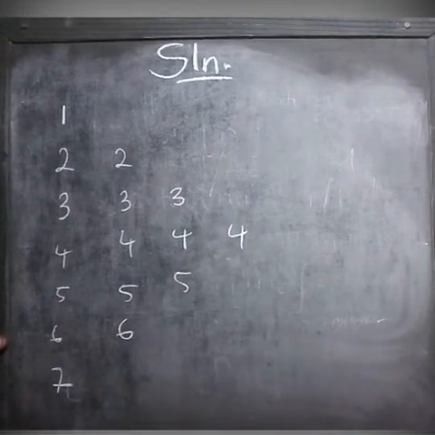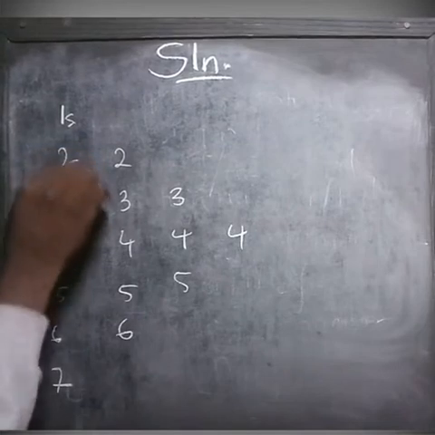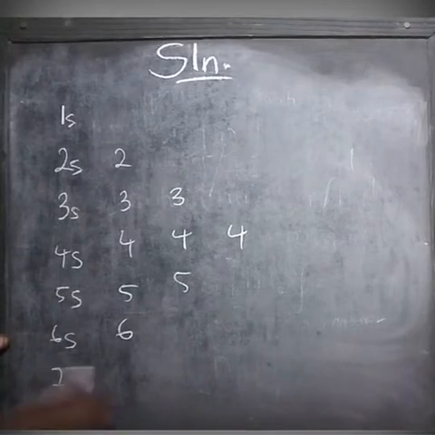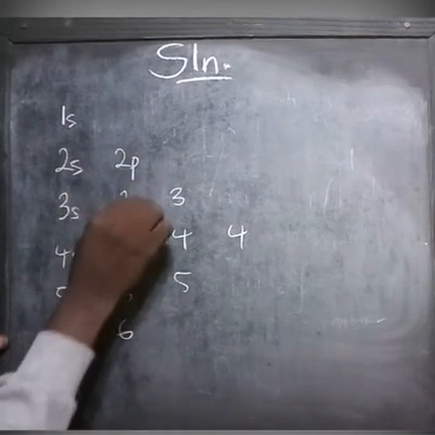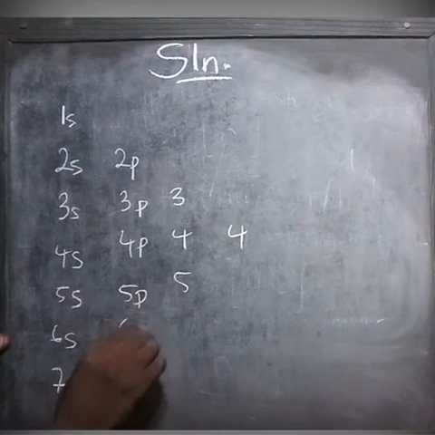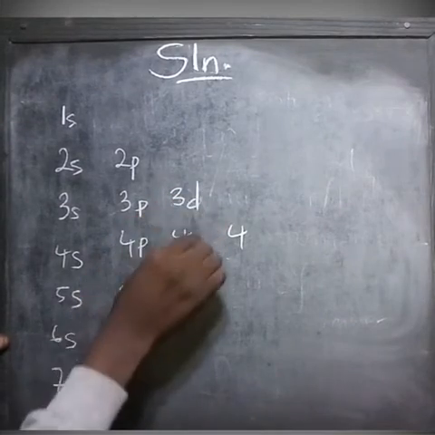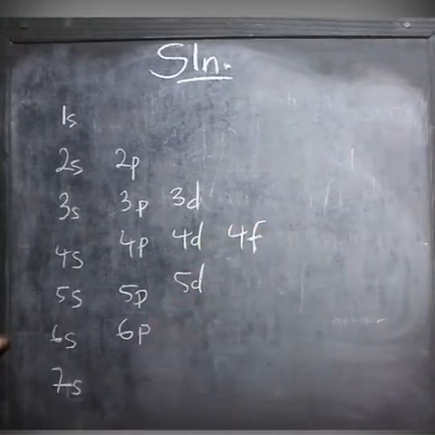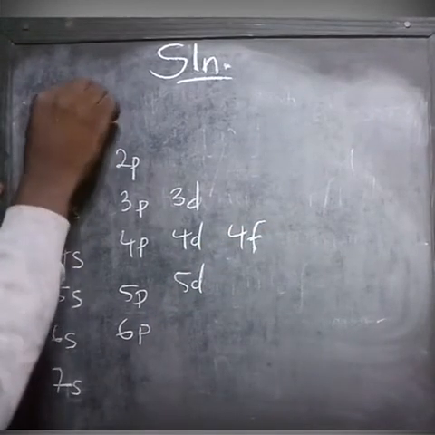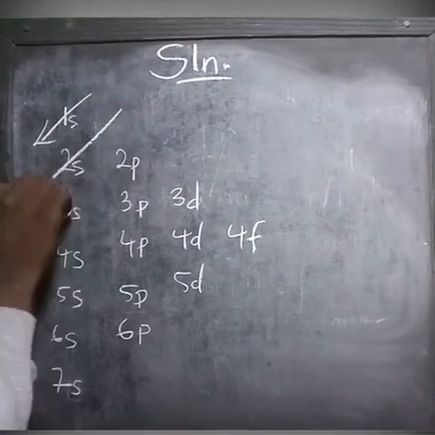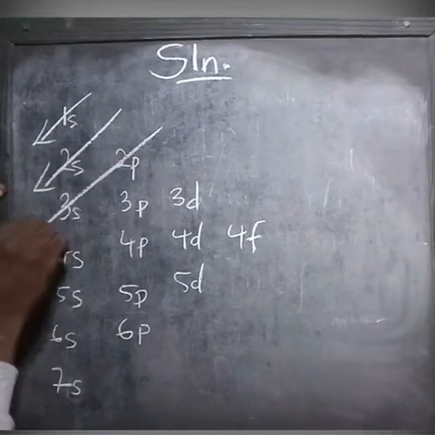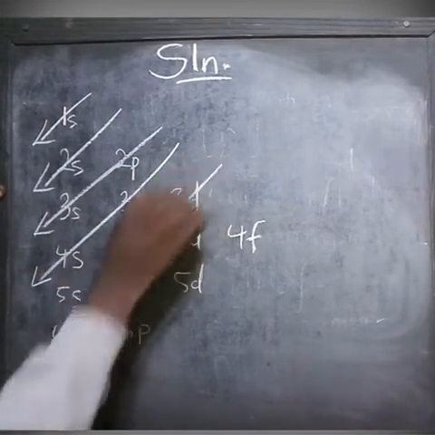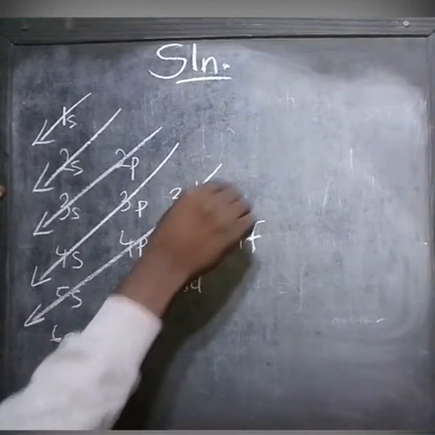This is our blocks of element. Here you are having S block, then here P block, D block, and this is F block. So they are having a general arrow upon them. So this is how you can write an electronic configuration.